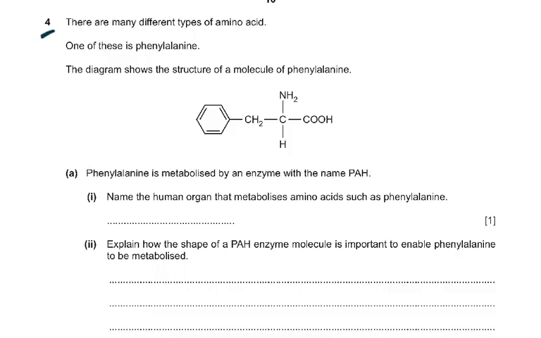Now, coming to question number 4, there are many different types of amino acid. One of these is phenylalanine. The diagram shows the structure of a molecule of phenylalanine. Phenylalanine is metabolized by an enzyme with the name PAH. Name the human organ that metabolizes amino acids such as phenylalanine. That's the liver. All amino acids, everything goes to the liver, and then, of course, it is either used up or deaminated or whatever.